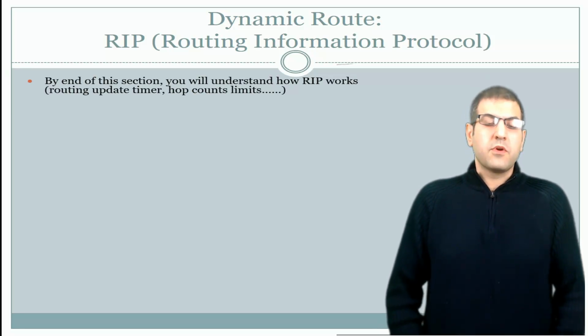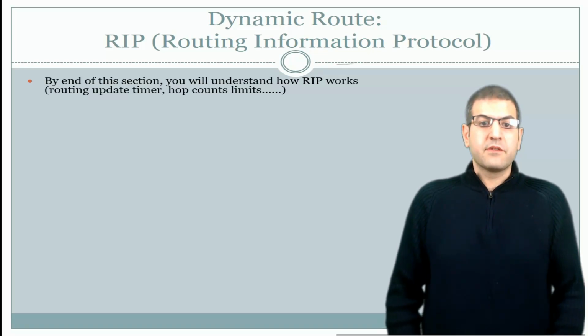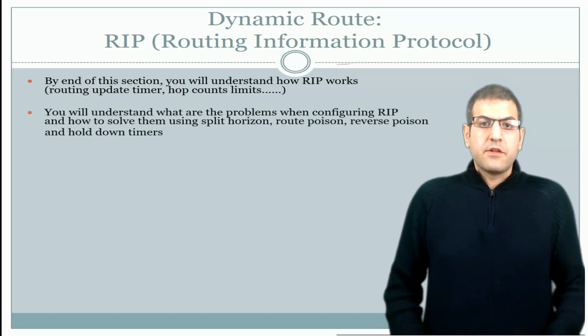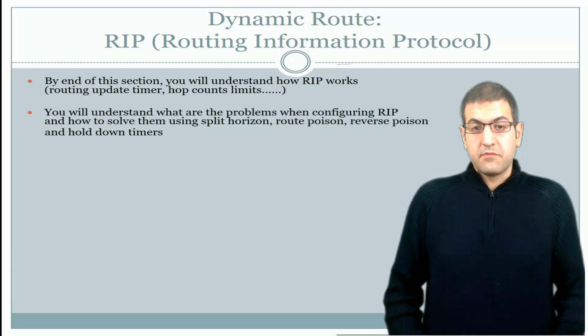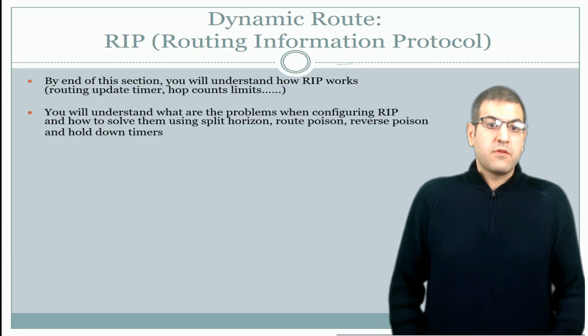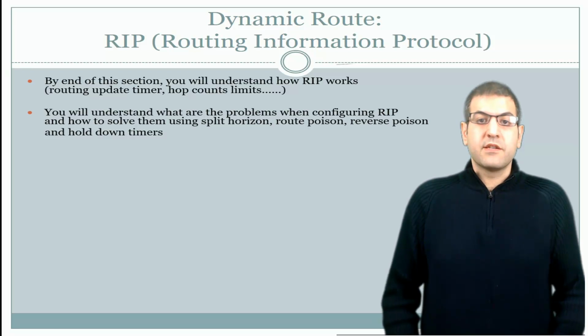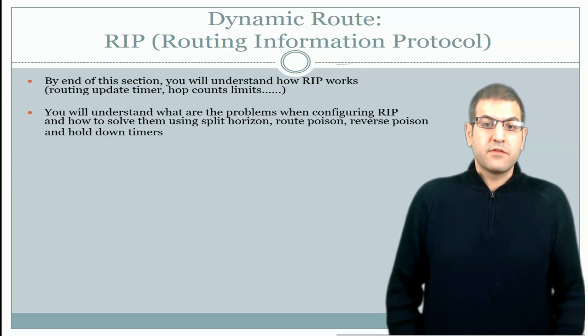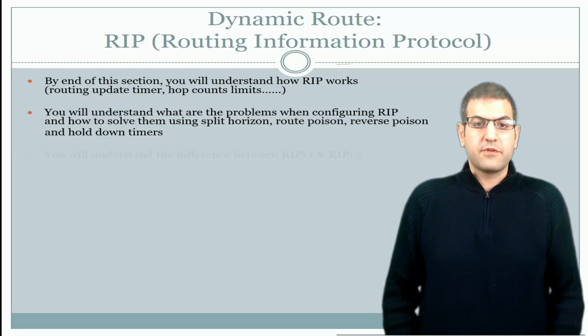We're going to see also how it sends the routing updates and what are, let's say, the hop count limit that the RIP routing protocol has. And then you will understand what are the problems when configuring RIP. We will see there are some problems when configuring RIP that we need to avoid. So how to solve them using many ways, such as split horizon, route poisoning, reverse poisoning, and hold-down timers.